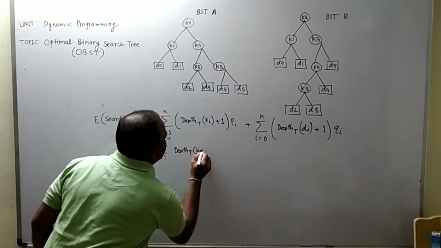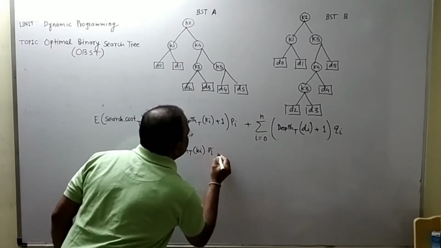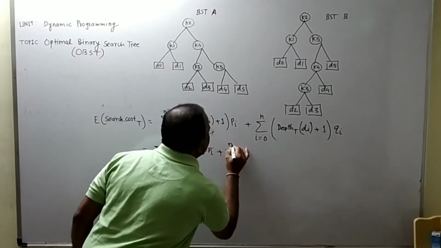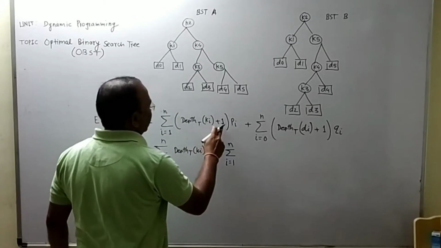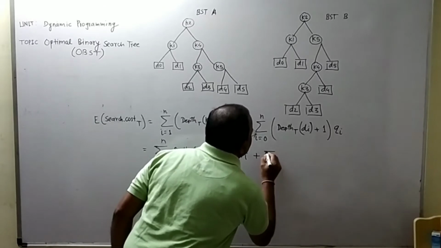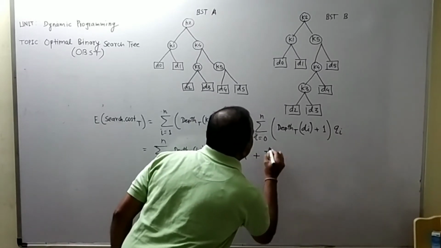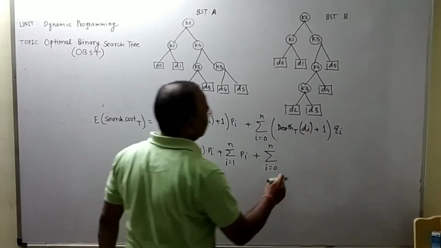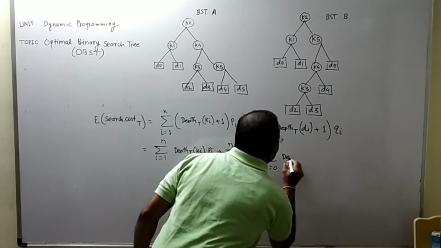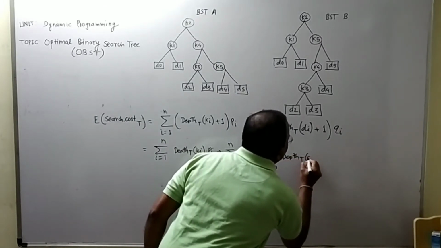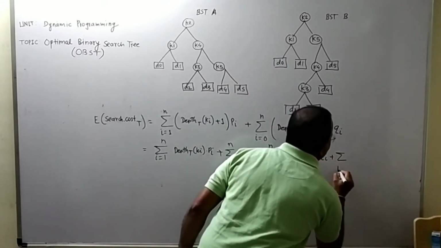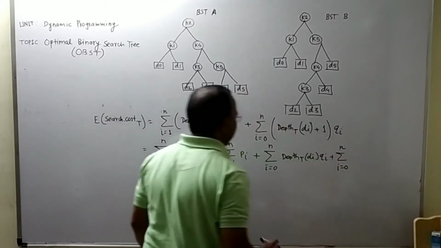Depth of Ki multiplied with Pi, plus summation from i equals 1 to n, then multiply 1 with Pi, that is Pi, plus summation from i equals 0 to n. This is for dummy keys, so multiply the depth of Di with Qi, plus summation from i equals 0 to n.